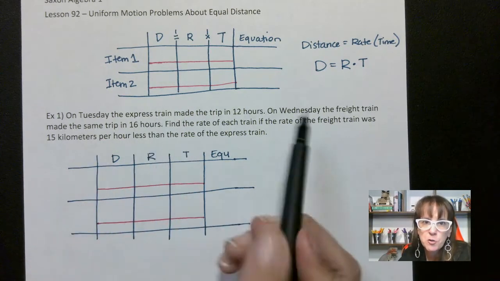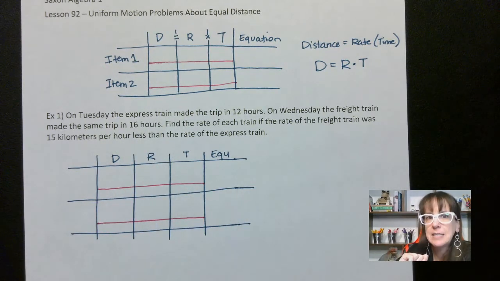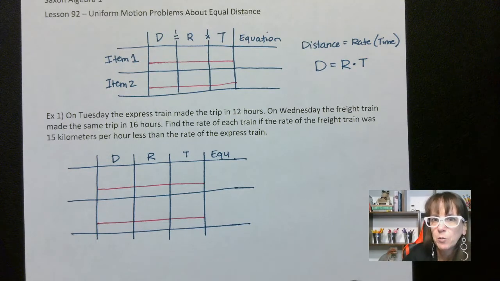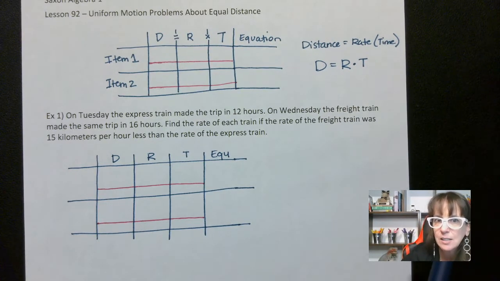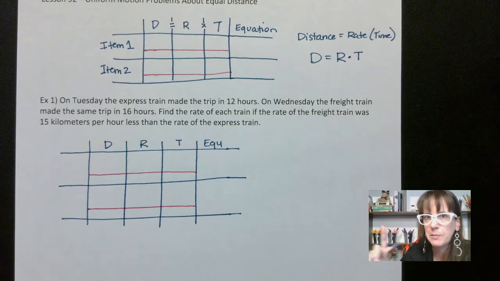On Tuesday, the express train made a trip in 12 hours. On Wednesday, the freight train made the same trip in 16 hours. Find the rate of each train if the rate of the freight train was 15 kilometers per hour less than the rate of the express train. Whew, that sounds like a doozy straight off the bat, but these tables are going to be super helpful.